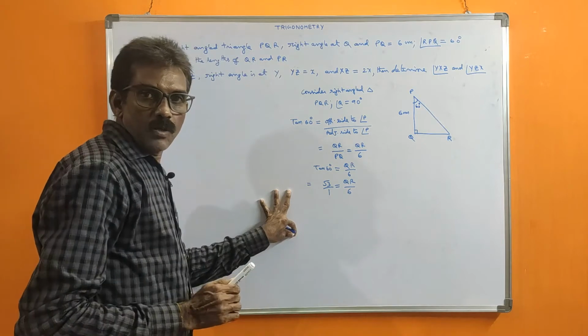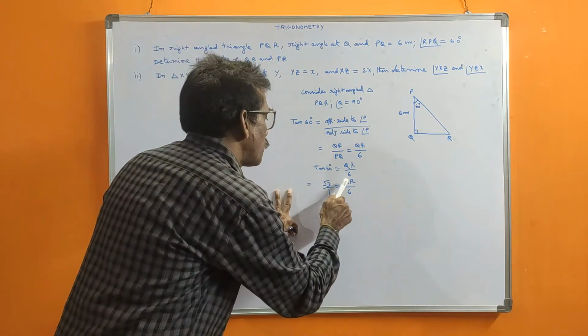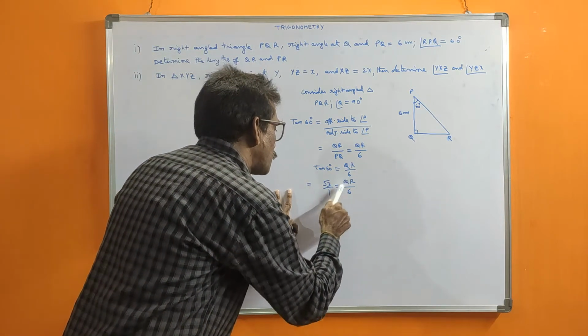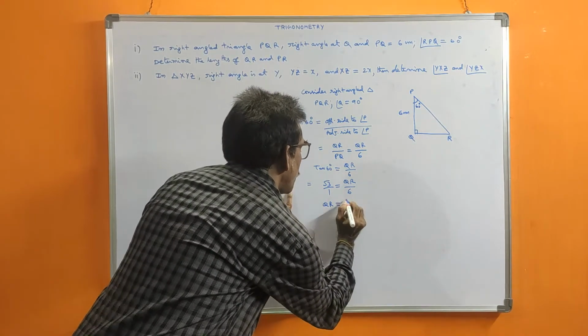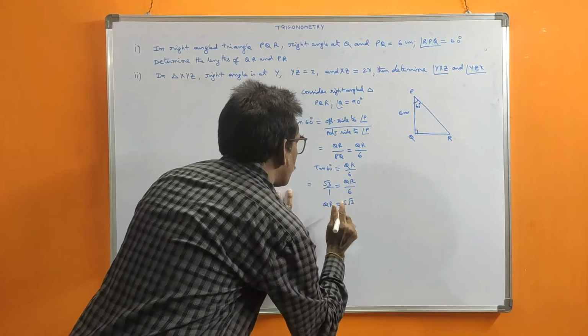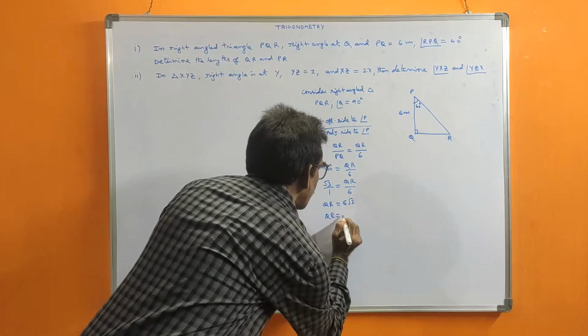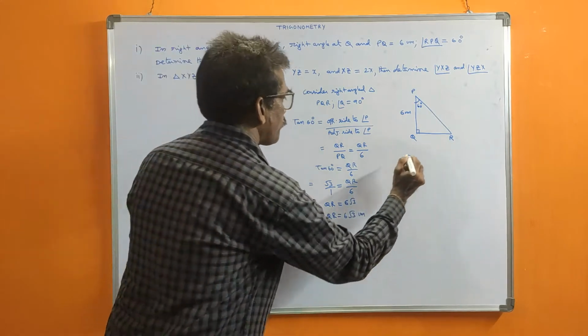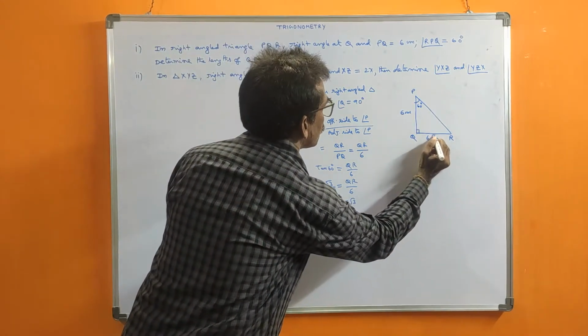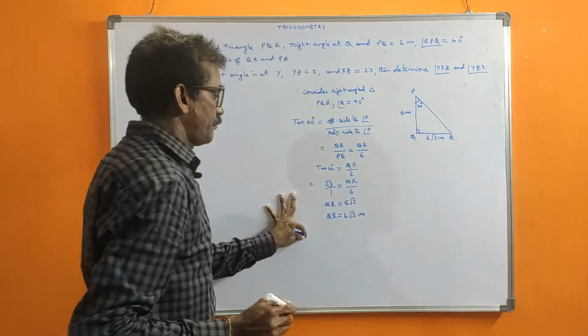So this cross product is equal to this cross product. First, the variable's cross product you should take. The variable is here, these are numbers. So QR into 1 is QR only. These two: 6 into root 3, 6 root 3. So QR is equal to 6 root 3. The units are centimeters. So 6 root 3 cm.